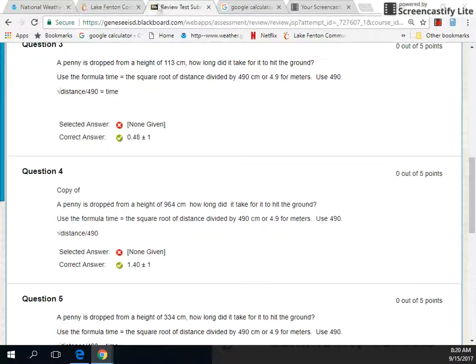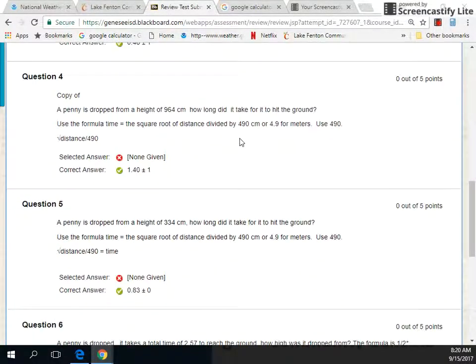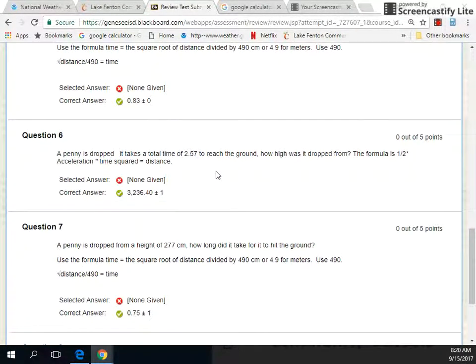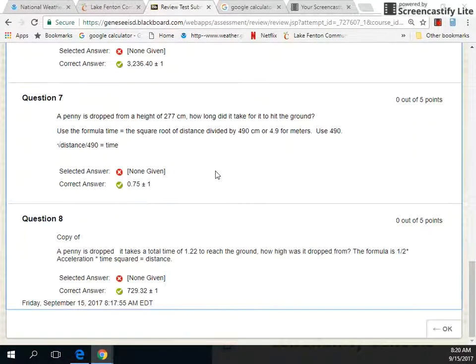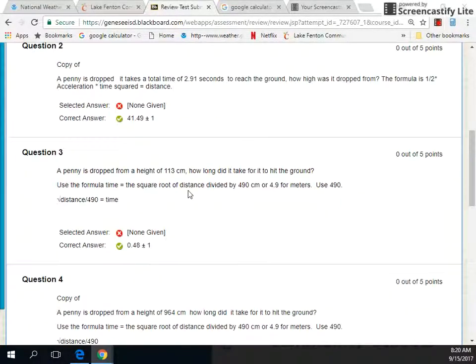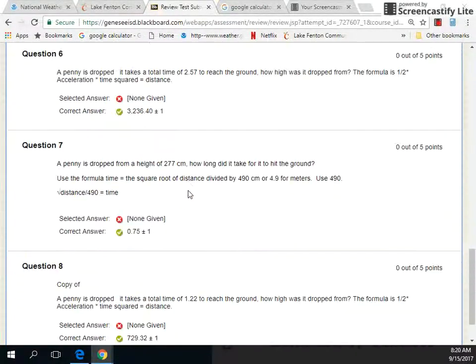And I think a penny is dropped, the square root, that's it. Total time. That's it for the whole thing. So you can use a variation of either of those two. Either you're multiplying or you're dividing and then taking the square root.